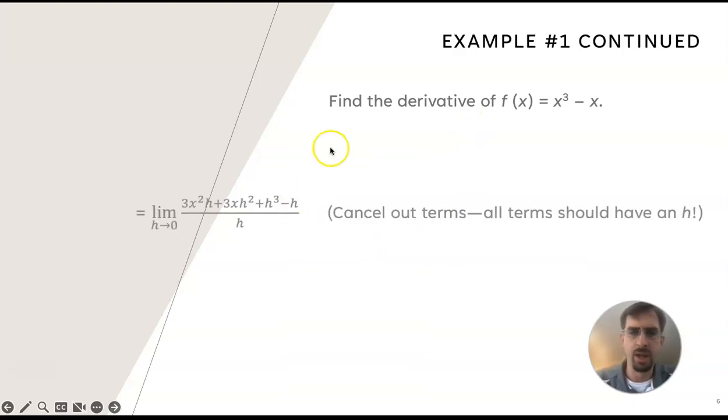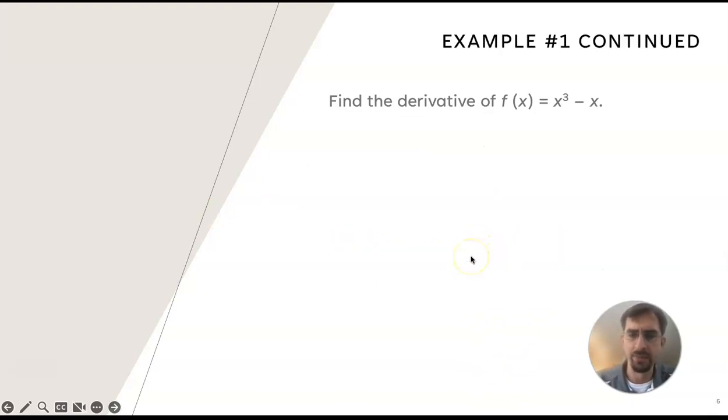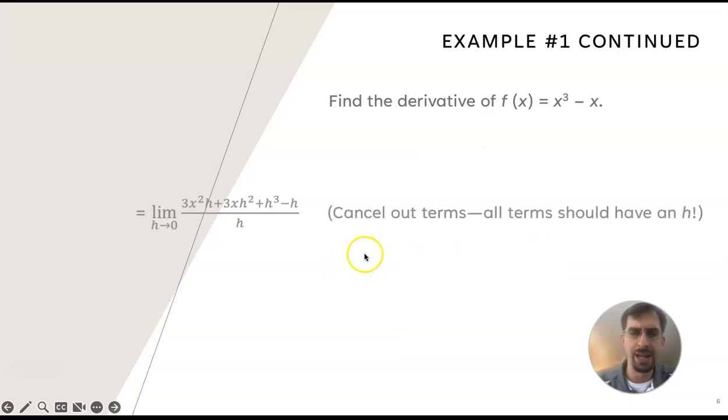All right, so onto another page here. We can actually cancel out a whole lot of terms from the previous page here. So notice I got an x cubed minus an x cubed, and I got a minus an x, and I got a plus x when I distribute my negative. So what we end up with is terms that are nothing but terms with h's in them. So I've got a limit as h goes to 0 of 3x squared h plus 3x h squared plus h cubed minus h. So all terms should have an h in it if you're doing this right.